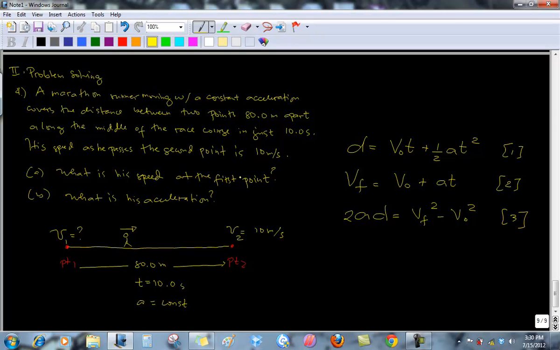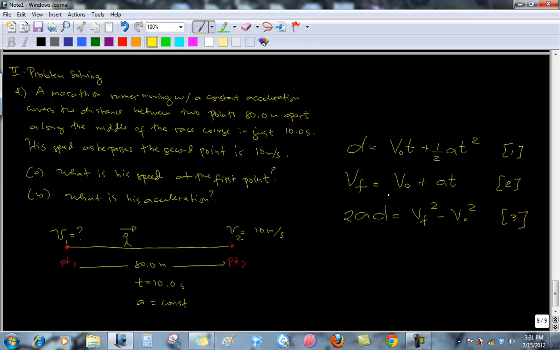All problems with constant acceleration can be solved depending on what is given. In this problem, let's look at what is given. Distance, 80. Velocity final, 10. Final is the velocity at point 2. Initial is at point 1. We don't have that. So the first thing to solve is the acceleration.